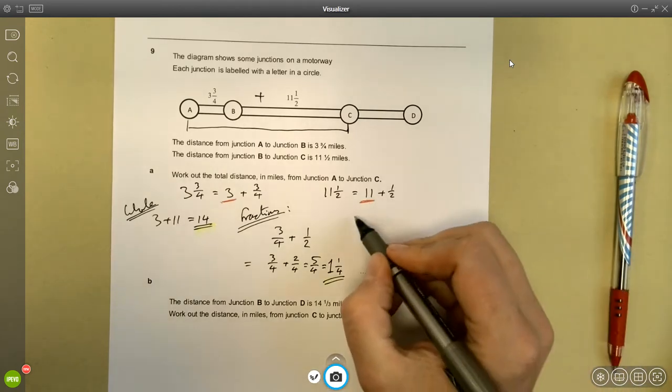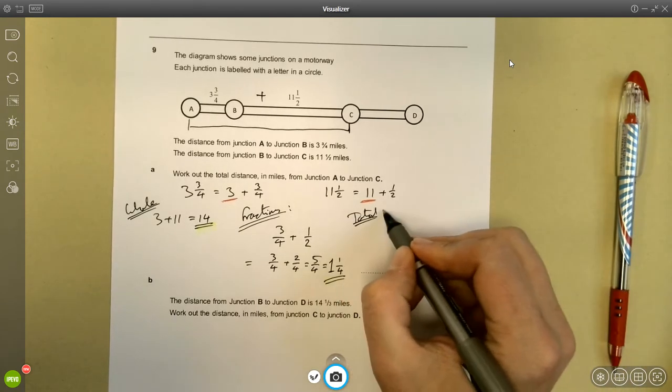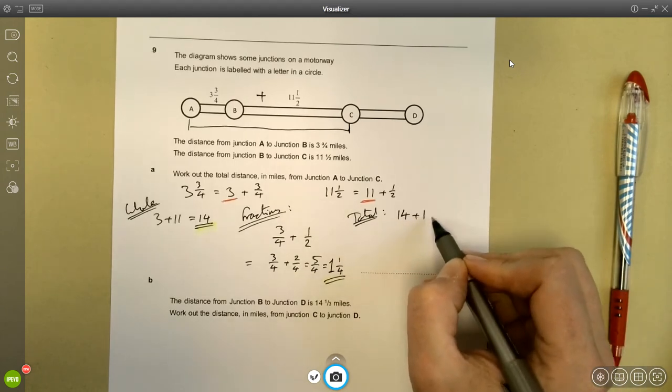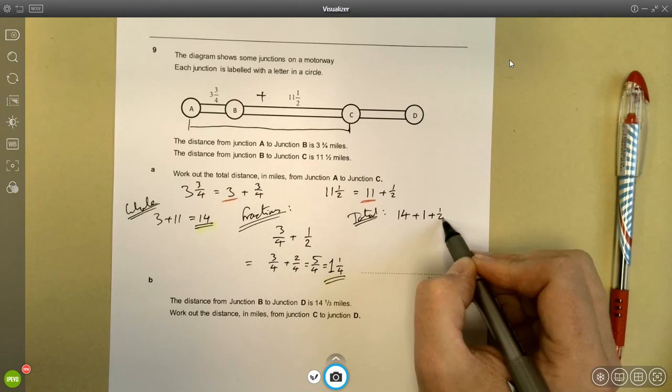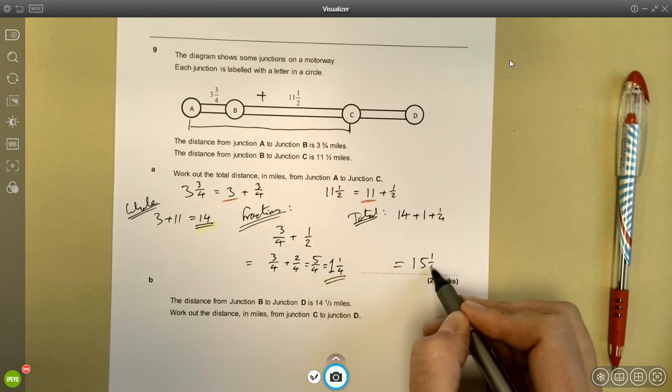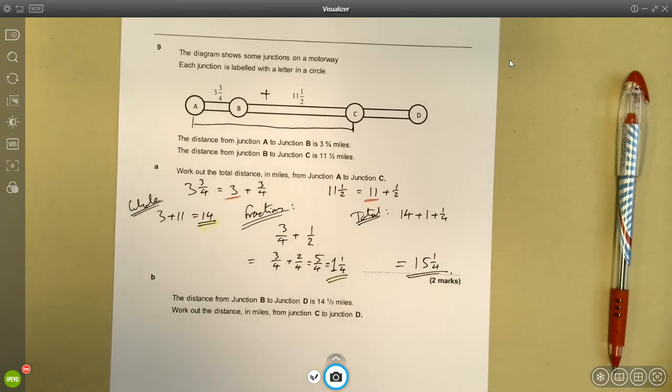So we take these two bits that we've just got and we put them together. So the total is 14 added to 1 1/4. So we've just got a total answer of 15 1/4. Done. All right.